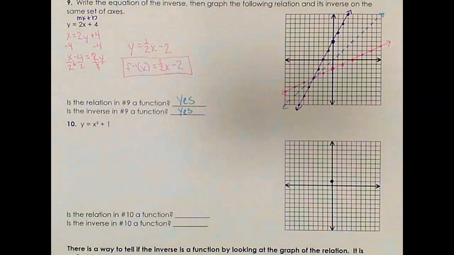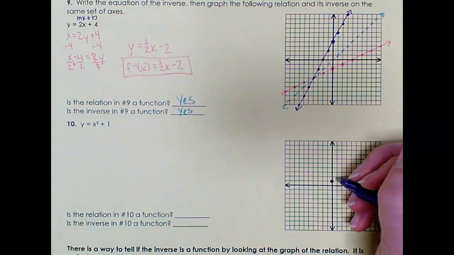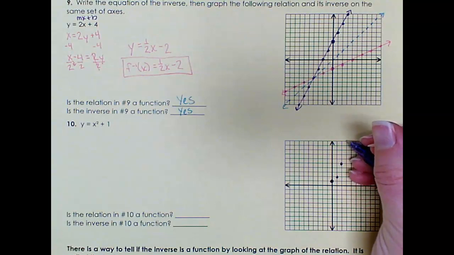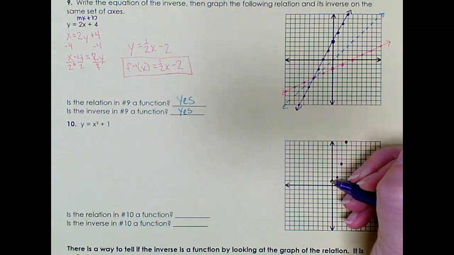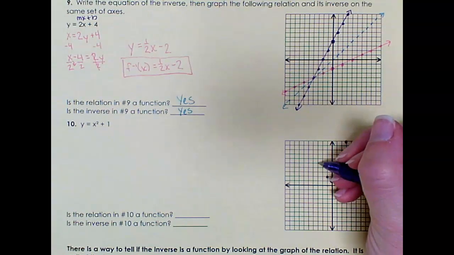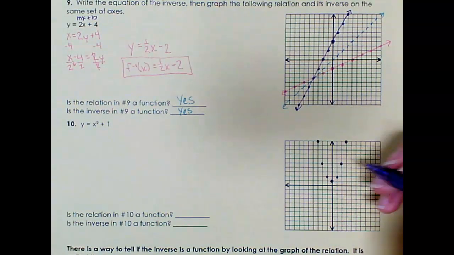I'm going to use my quadratic pattern to find the rest of the points. So over 1 up 1, over 1 up 3, over 1 up 5. Same thing on the other side. Over 1 up 1, over 1 up 3, over 1 up 5.